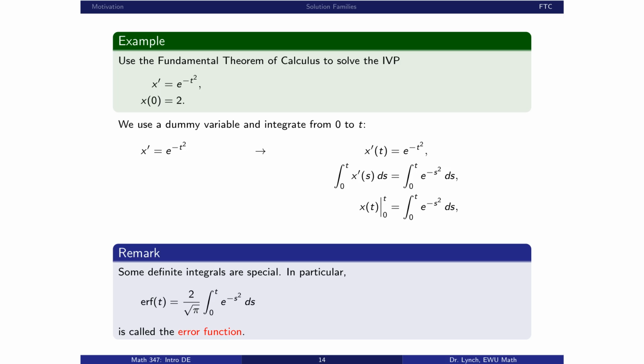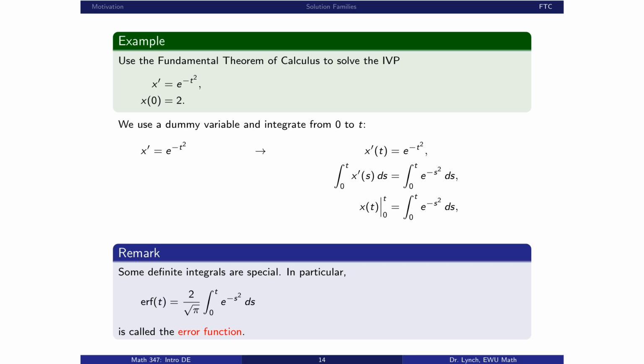Now it turns out that this integral of e to the minus s squared ds comes up a lot. It's really important in probability and statistics, for instance. Integrals like that one have a special name. They're related to the error function. So the error function has a multiplicative constant in front of the integral, 2 over the square root of pi times the integral from 0 to t of e to the minus s squared ds is the error function.